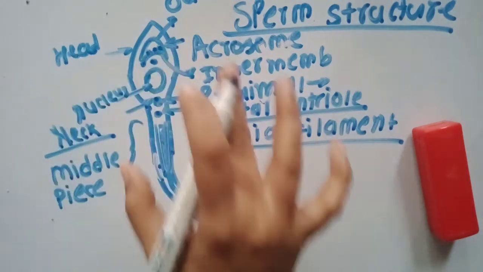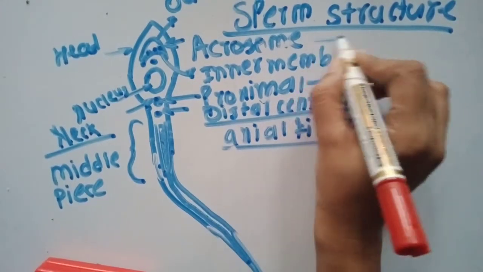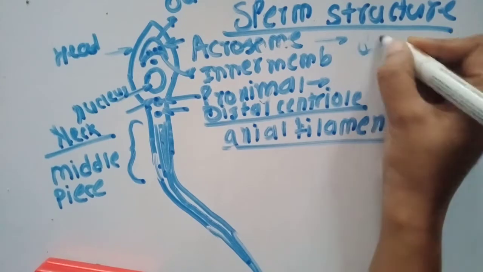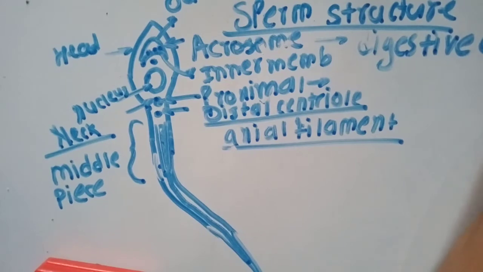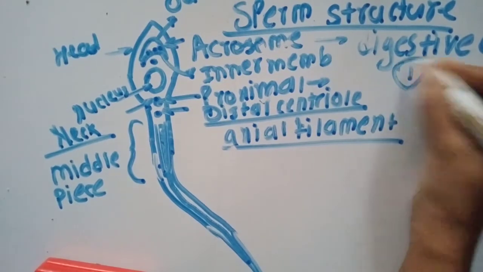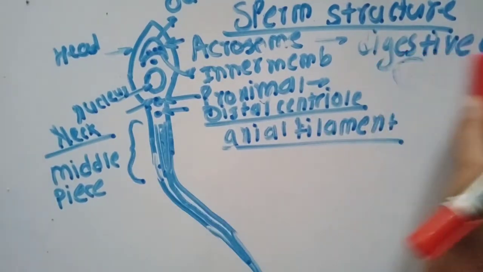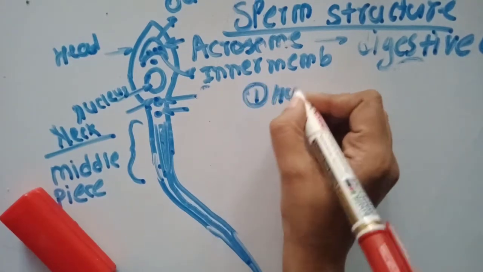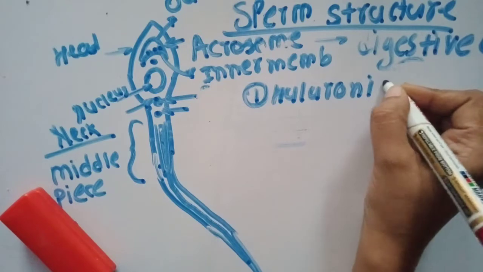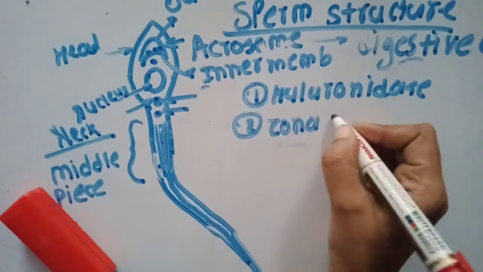Now we have seen all these structures. The important structure is the acrosome. What does the acrosome contain? It contains digestive enzymes. The important digestive enzymes are, the first is hyaluronidase, and the second is zonalysin, or acrosin. This is called zonalysin.